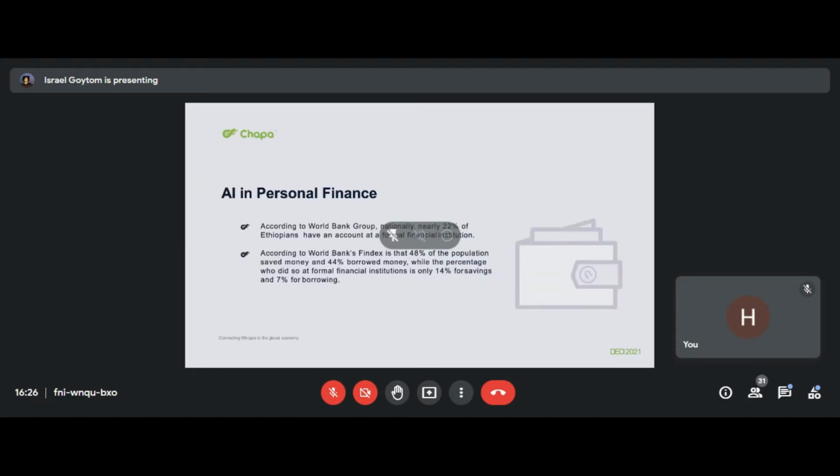So in personal finance, this is a little bit old data, and the numbers might be a little bit bigger now. According to the World Bank Group, nationally, nearly 22% of Ethiopians have an account at formal bank institutions. I'm seeing a lot of people on the street asking to open a bank account, so this number could be bigger.